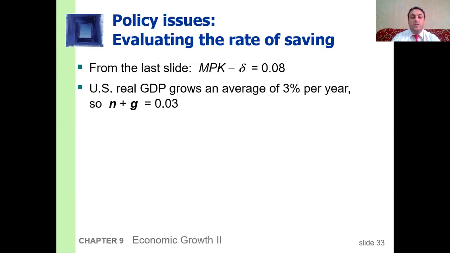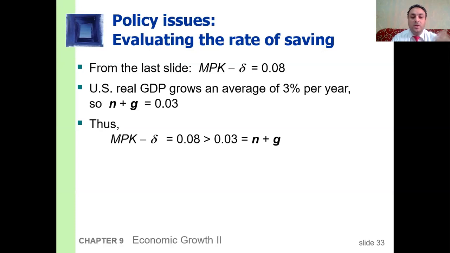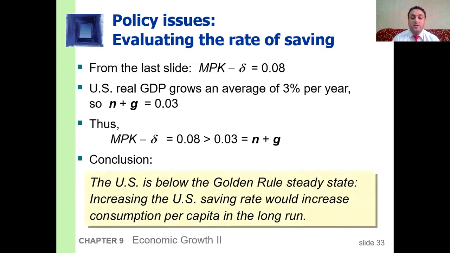Then we can see the US real GDP grows an average of 3% per year. So n plus g is 3%. So we have now the marginal product of capital minus the depreciation rate, which is 8%, greater than n plus g, which is 3%. So the conclusion is that the US is below the golden rule steady state, as we said at the beginning. Increasing the US saving rate in this case would increase consumption per capita in the long run.